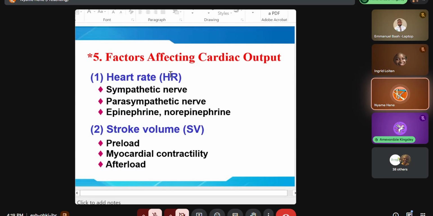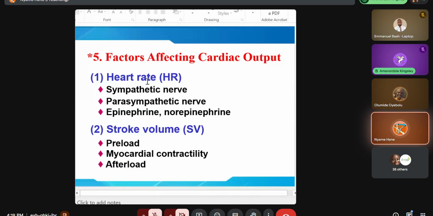So that's it. Factors affecting cardiac output. There are two main factors: the heart rate and the stroke volume. Nothing else. Because the cardiac output is formed by what? The heart rate and the stroke volume. So it's either the heart rate is high or low. Now we can look under it.